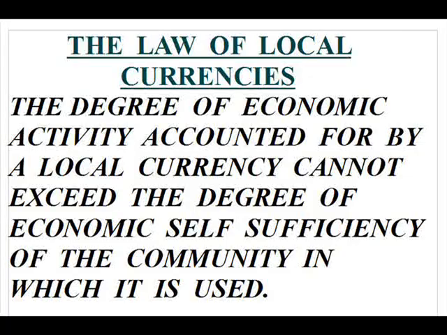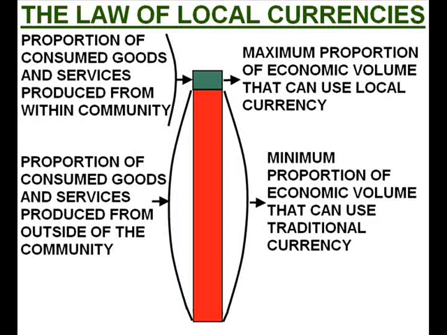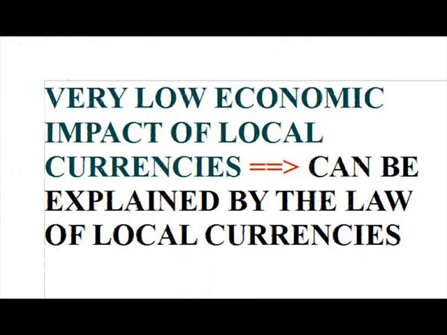In other words, if a community produces 5% of the goods and services that it consumes, probably a very generous estimate for most communities, then the local currency cannot account for more than 5% of the economic volume of that community, and at least 95% of the economic volume will have to use the traditional currency. It can be demonstrated that local currency systems have had very minimal economic penetration in the communities in which they operate, and we believe that this can be explained by the law of local currencies.